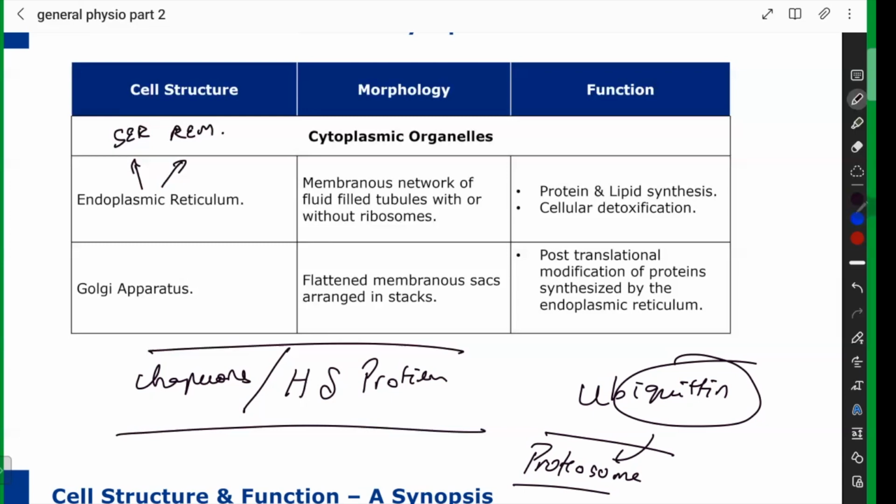Detoxification of drugs, mainly cytochrome P450 associated drugs. And in your muscle cells, the specialized SER is called the sarcoplasmic reticulum. This is exactly it, guys. That's all.